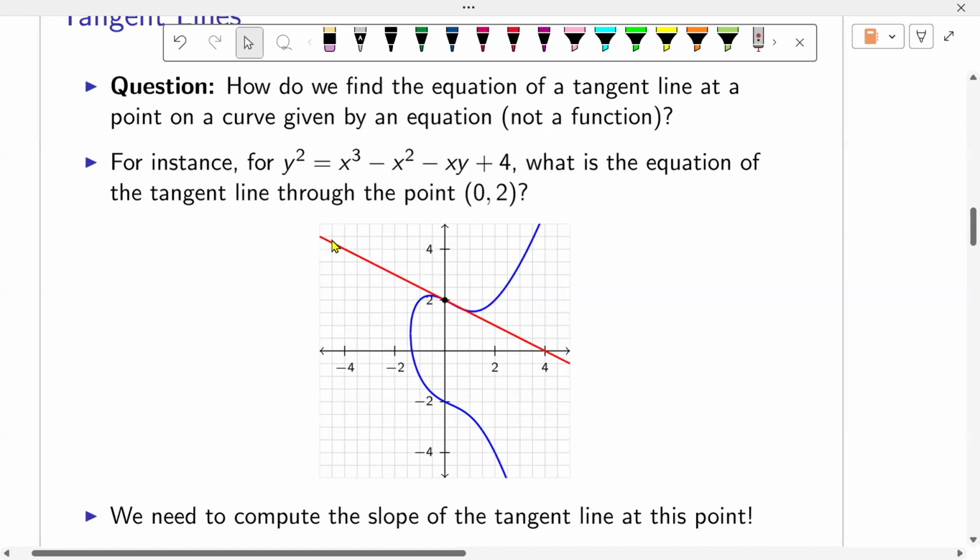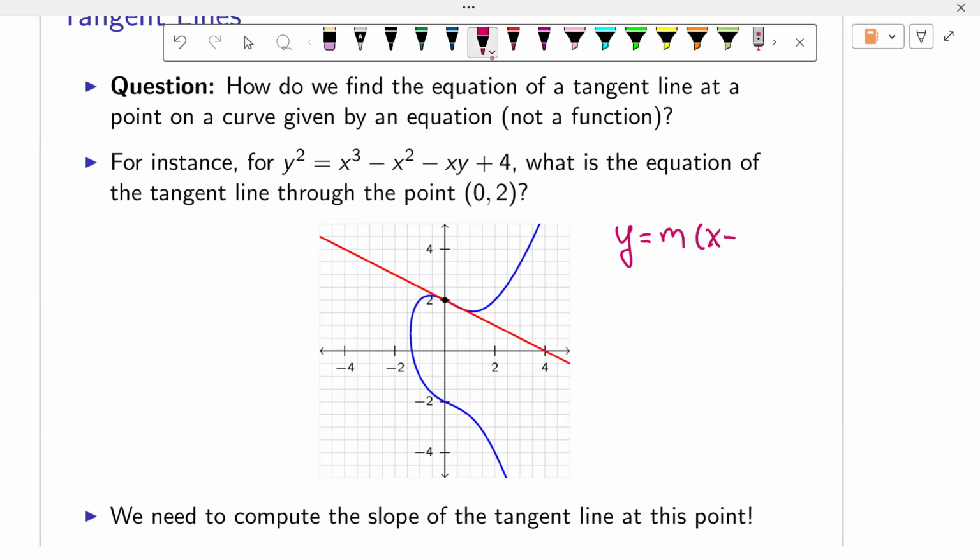So here's a prototypical type of problem. You're given some sort of equation with x's and y's, and you're given a point. In this case, the point is (0, 2), and you're asked to find the equation of the tangent line through it. Generally speaking, the equation of a line is y equals m times (x minus a) plus b. And in this example, our point (a, b) that the tangent line goes through would just be this point (0, 2).